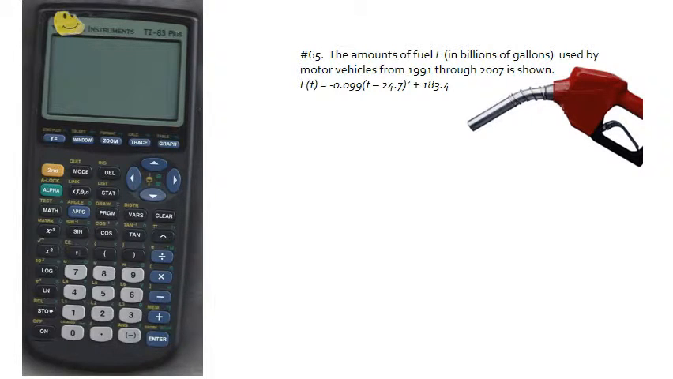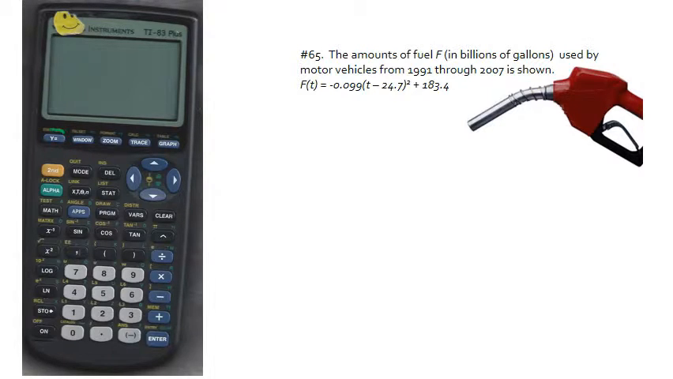Now I'm going to show you a few calculator magic items that can be used to graph certain functions and manipulate some of the data. I'm going to use number 65 as the example, the amounts of fuel, and it is modeled by the equation shown. Well, the first thing it asks is to model the data to begin with.